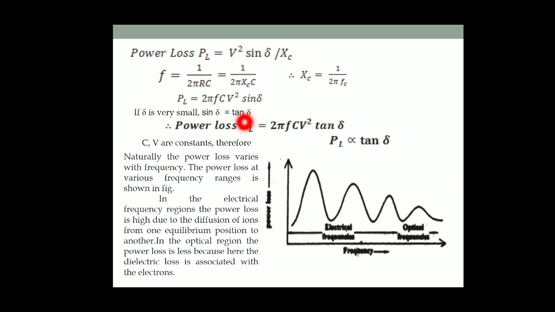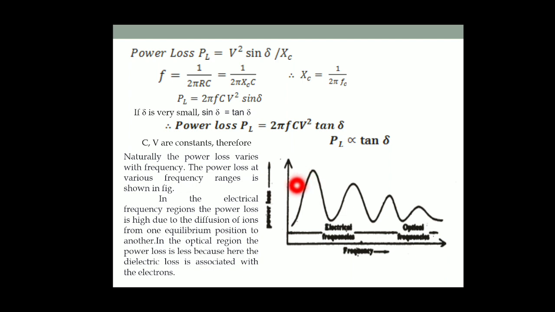If delta is very small, sin delta is equal to tan delta. Therefore, power loss PL is equal to 2 pi f C V squared tan delta. If C and V are constant, 2 pi f are also constants. Therefore, naturally the power loss varies with the frequency. The power loss at various frequency ranges is shown in the figure.